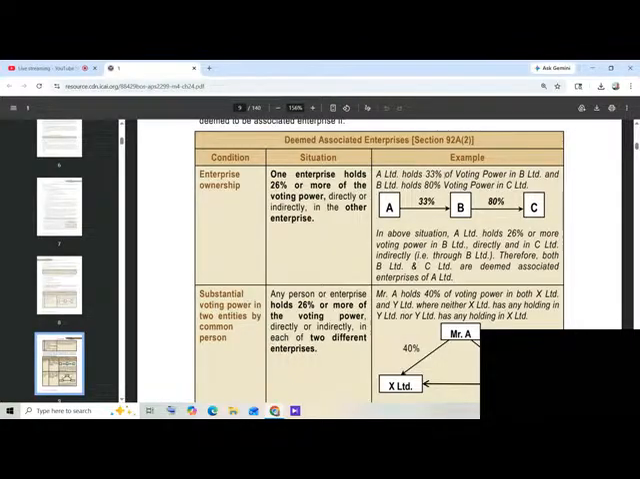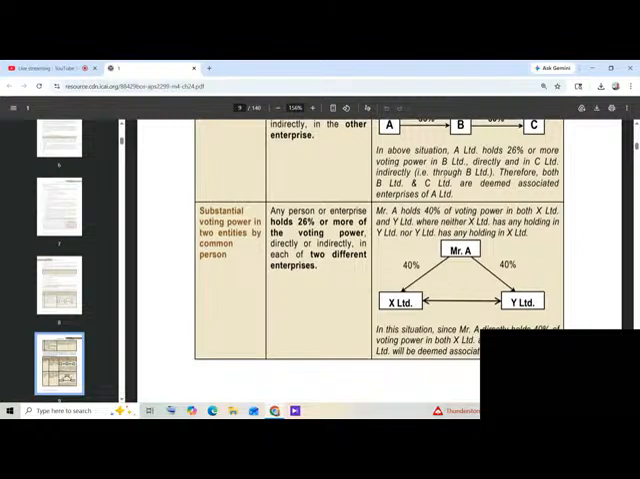Example, A Limited holds 33% of voting power in B Limited and B Limited holds 80% of voting power in C Limited. In the above situation, A Limited holds 26% or more voting power in B directly and in C Limited indirectly through B Limited. Therefore, both B and C are deemed associated enterprises of A Limited.